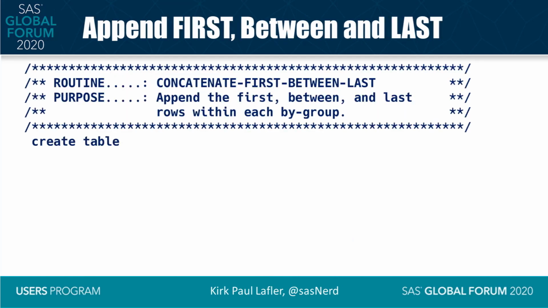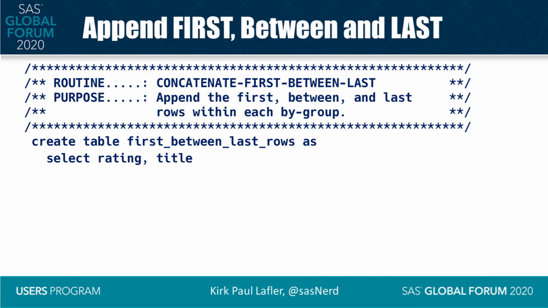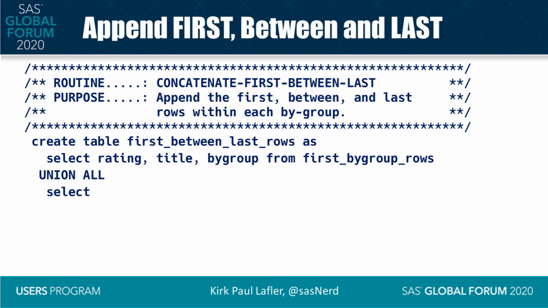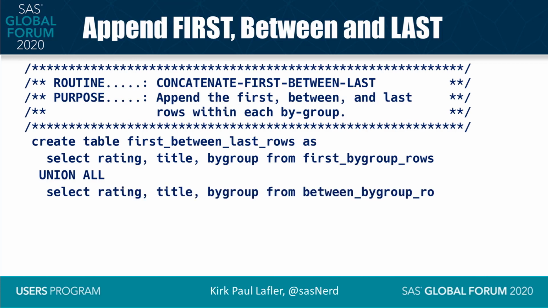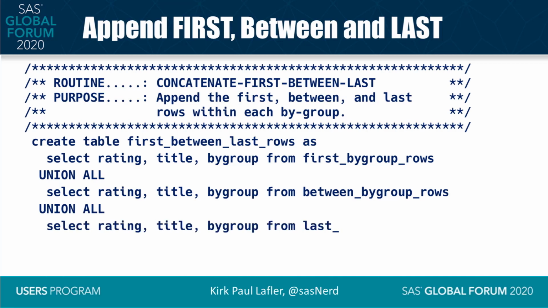Now, it might be useful to be able to concatenate or append the identified first rows, between rows, and last rows together. You don't necessarily have to do this, but I thought it would be kind of neat to show each one of these three distinct groups concatenated together, row by row.